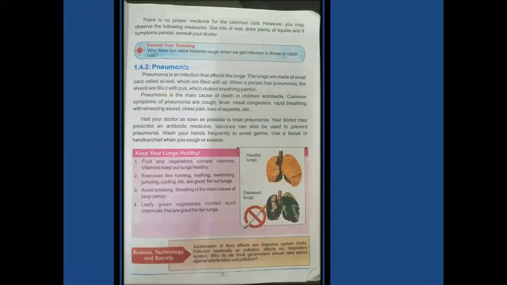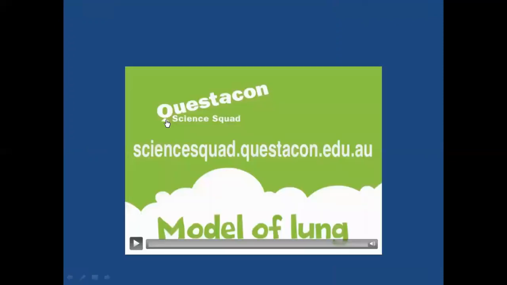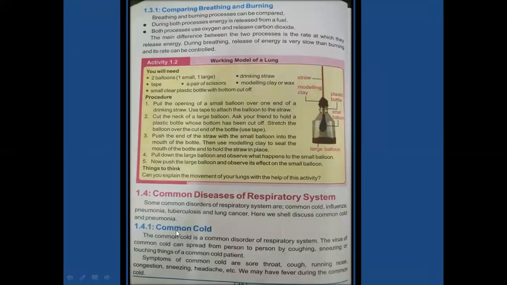What is pneumonia? Pneumonia is an infectious disease that affects the lungs, and the lungs are made of small sacs called alveoli. We discussed in our previous lecture that the lungs are surrounded by alveoli. But one more problem is common cold. There are two diseases of the respiratory system: one is common cold and another one is pneumonia. There are some others like influenza, which means flu, tuberculosis, which means TB, and lung cancer, but here we will discuss the first one, common cold.